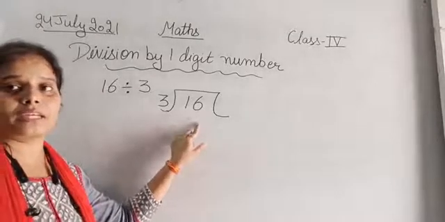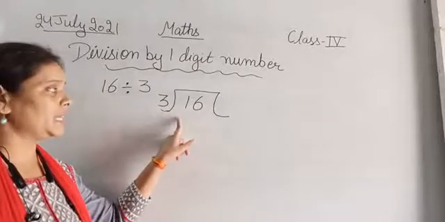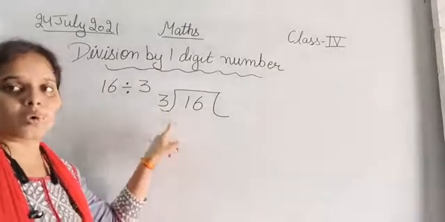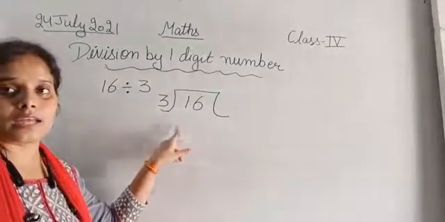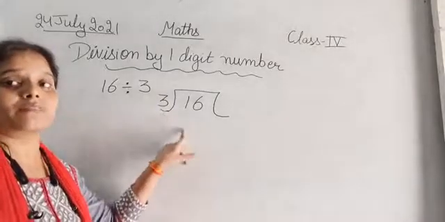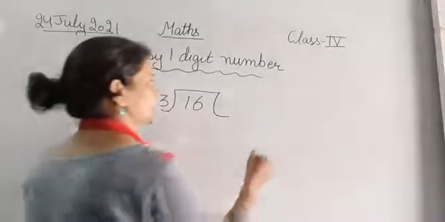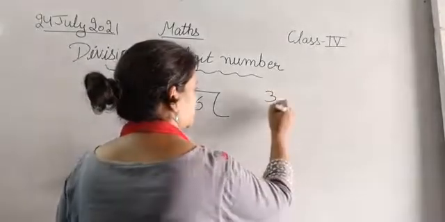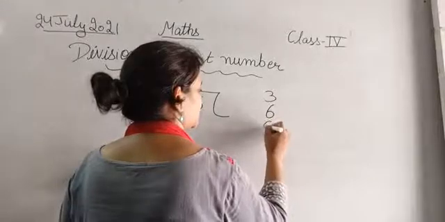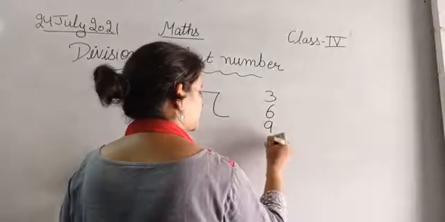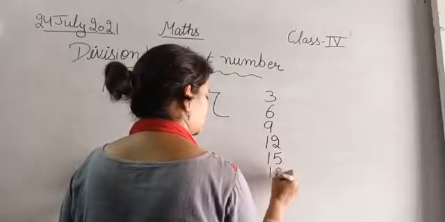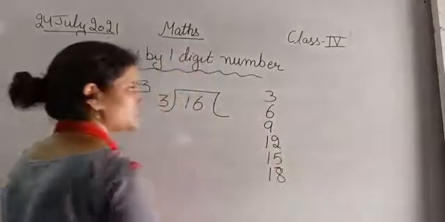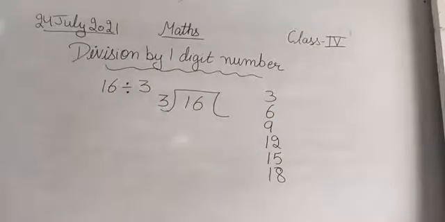तो 3 का टेबल हमें रीड करना है जहाँ पे 16 यहाँ है या 16 से छोटा है. So 3 1s are 3, 3 2s are 6, 3 3s are 9, 3 4s are 12, 3 5s are 15, and 3 6s are 18. As you know, this is the table of 3.